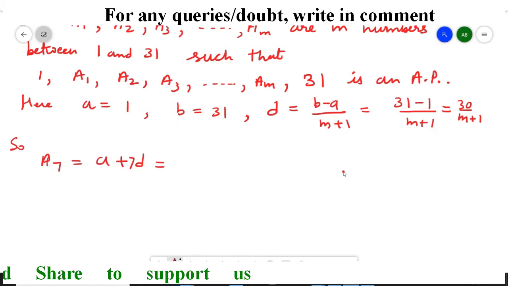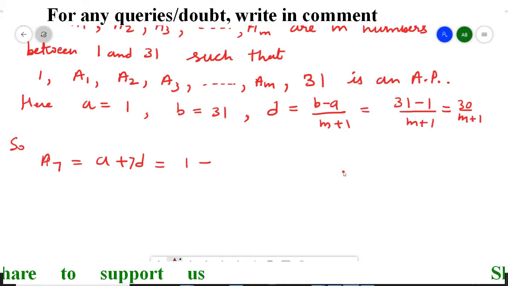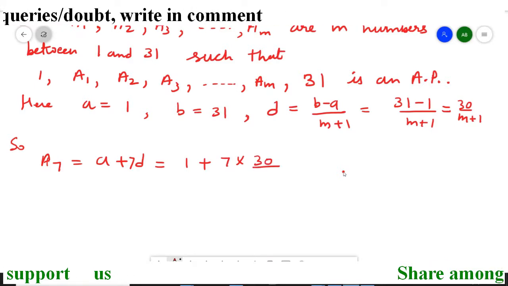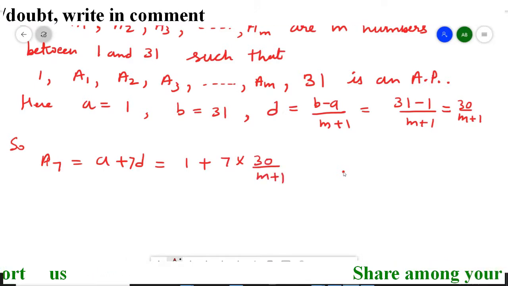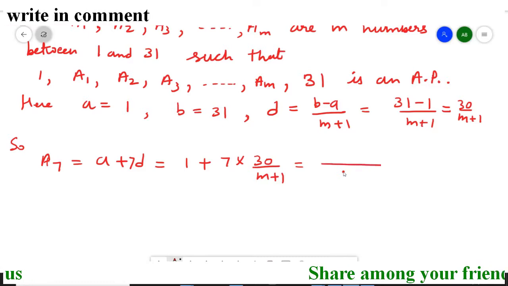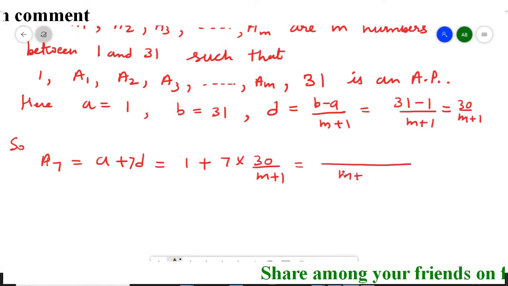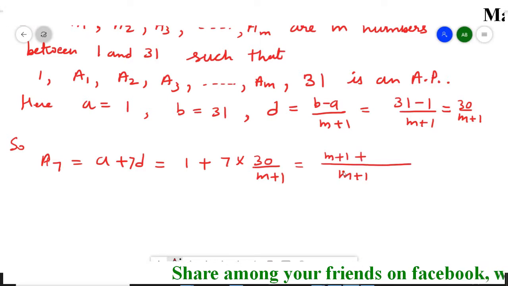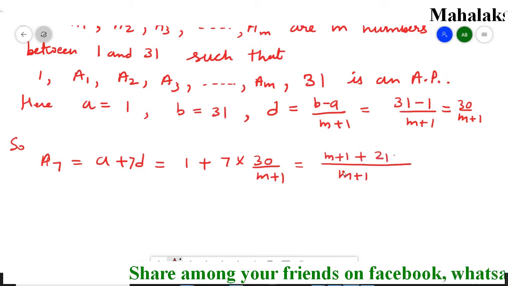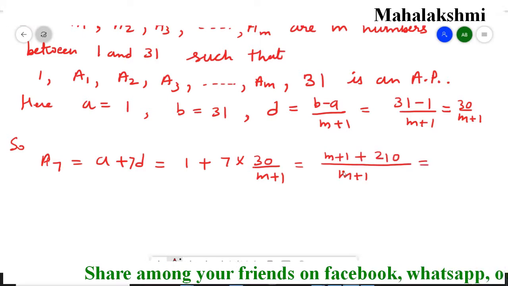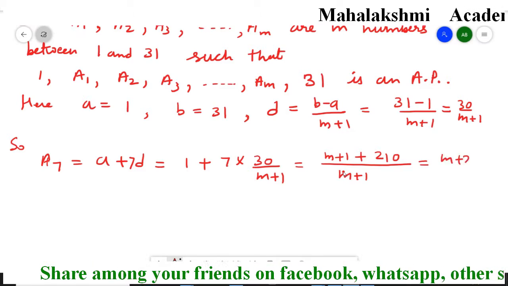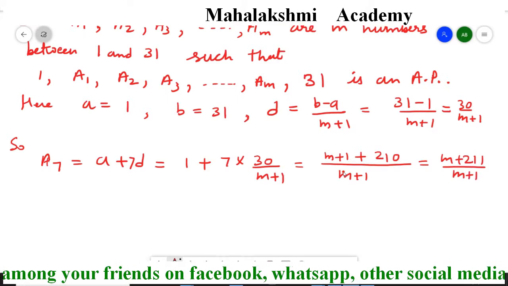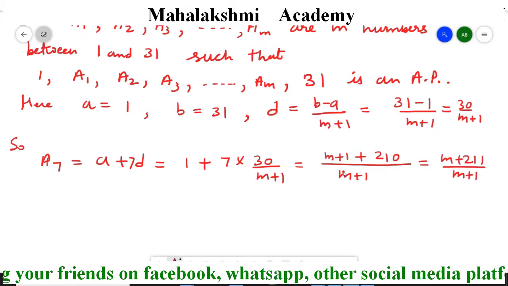Now in this we put the value: a is 1, plus 7 multiplied by d, and d is 30 upon m plus 1. Now we'll take the LCM, which is going to be m plus 1. So m plus 1 plus 210 is going to be m plus 211 upon m plus 1. So it is our 7th term.